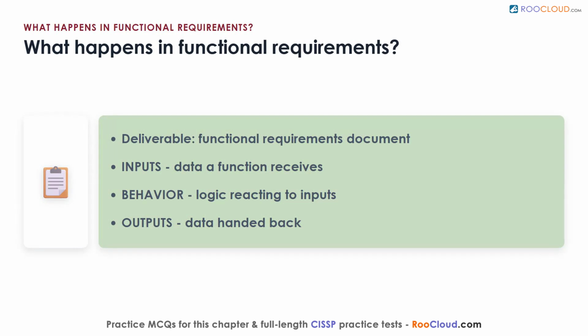Once everyone agrees on the concept, the team spells out exactly what the system must do and how its parts should work together. The deliverable is a functional requirements document written in a form developers can build from. Each requirement rests on three characteristics: the inputs, meaning the data a function receives; the behavior, meaning the business logic that decides how the system reacts to those inputs; and the outputs, meaning the data the function hands back.